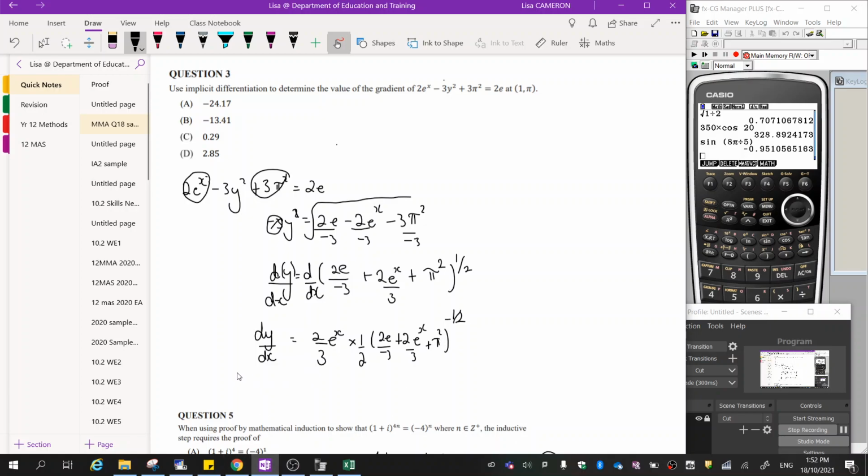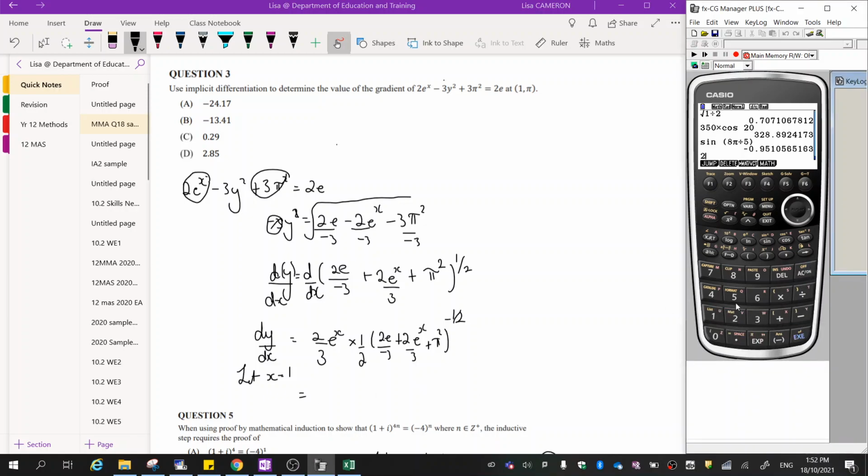So next thing that I need to do is let x equal 1. And I don't have any y's that I need to substitute this pi into at the moment because I've separated it out into dy over dx is equal to this. So if I substitute that in, we're going to go over to our graphics calculators.